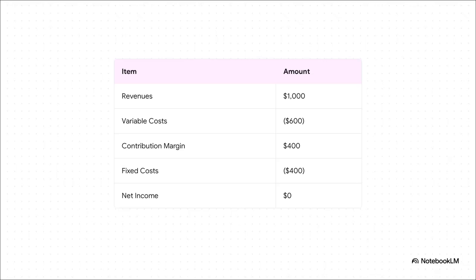Let's make this super concrete with a CVP income statement. Say your total revenues are $1,000. You subtract your variable costs of $600, which leaves you with a contribution margin of $400. Now, since contribution margin is simply what's left over to cover your fixed costs, and our fixed costs in this scenario are exactly $400, we're left with a net income of absolutely zero. It's like a giant puzzle perfectly fitting together. When your contribution margin exactly covers your fixed costs, your bottom line zeroes out completely.